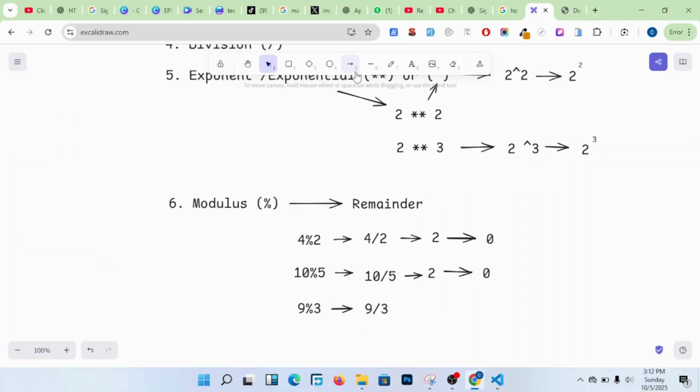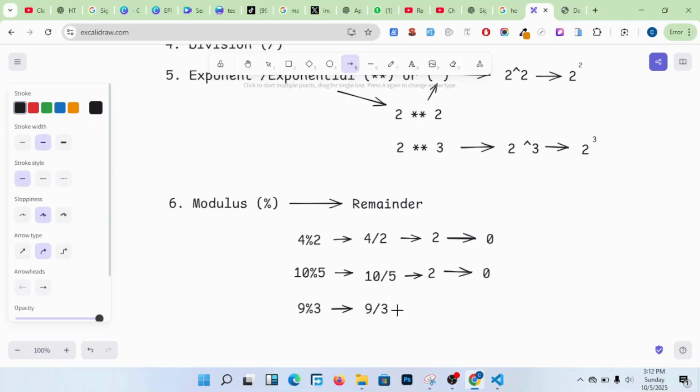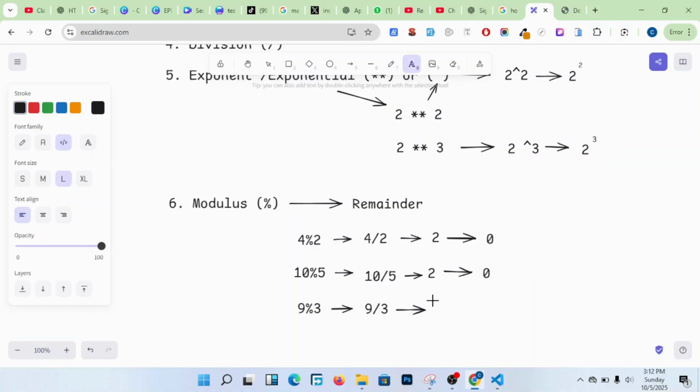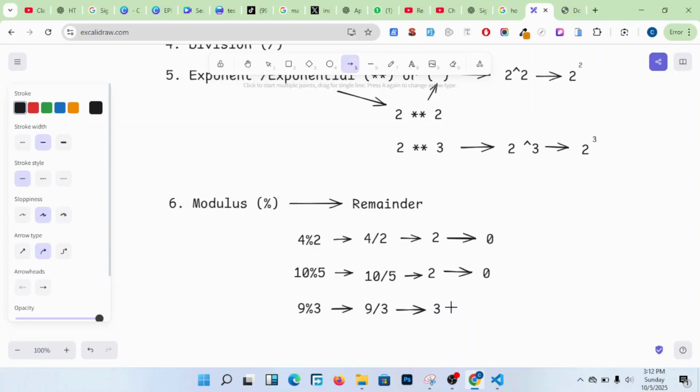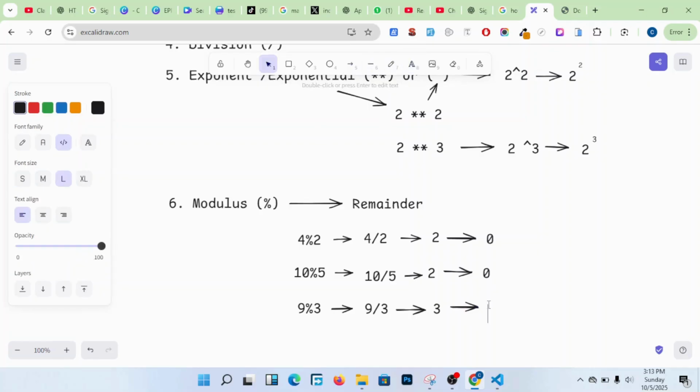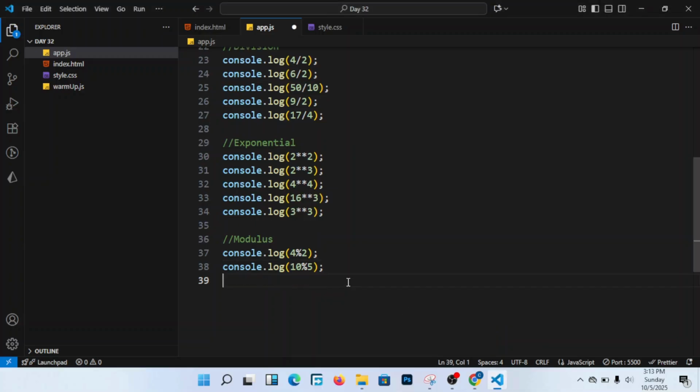The answer is 3. Is there any remainder? There is no remainder. So the answer is 0. This one focuses only on remainders. So members, understand this. We are going to keep going and we see.